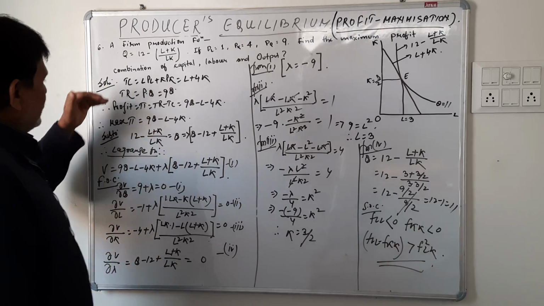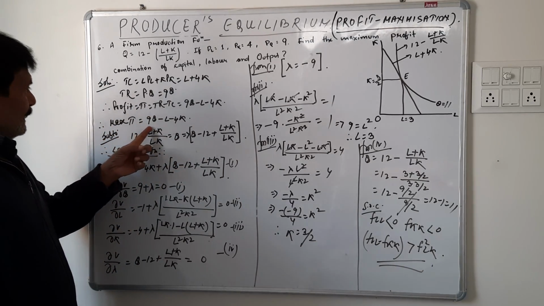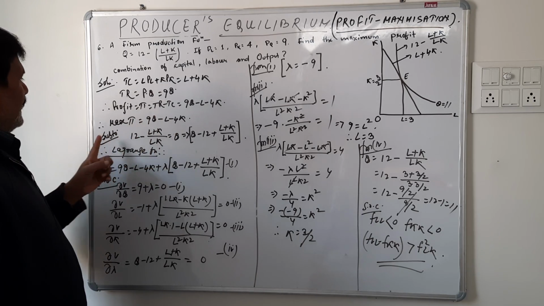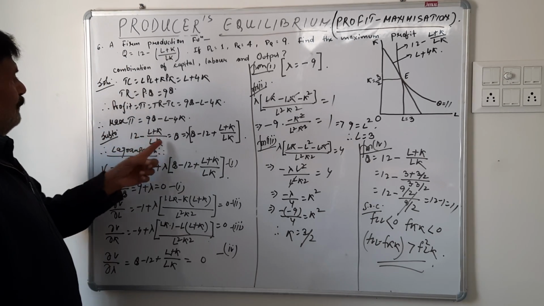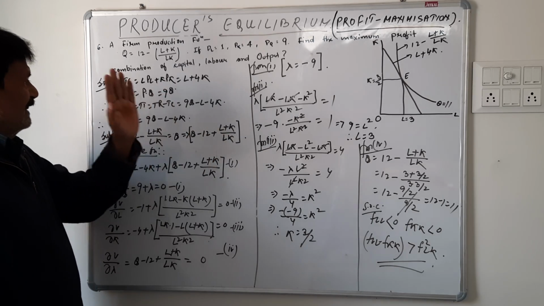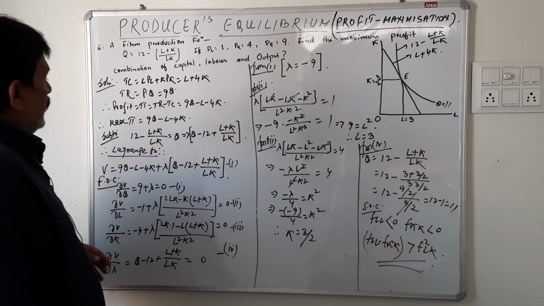We define this profit function as named by pi, and pi happens to be TR minus TC. Now the standard sum could be written as: maximize pi, 9Q minus L minus 4K, subject to the output constraint, the production constraint. So Q equals 12 minus L plus K by LK. Take it to the right side, so this becomes Q minus 12 plus L plus K by LK.